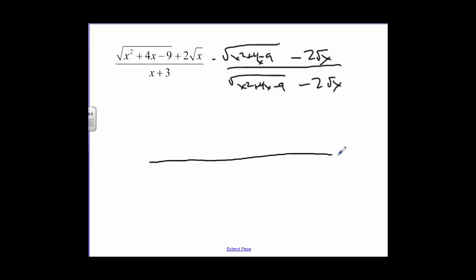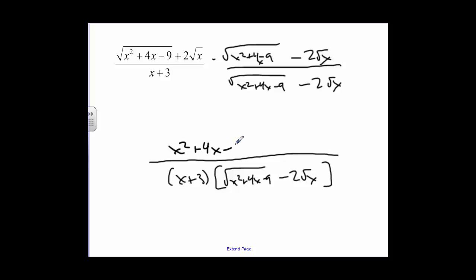On the bottom of this crazy thing, you're going to have x plus 3, and then we're going to have this very odd-looking binomial of x squared plus 4x minus 9 minus 2 root x. But on the top, you should end up with x squared plus 4x minus 9 when these two multiply by each other. And then when these guys multiply by each other, 2 times 2 will give you minus 4, and then root x times root x will give you 4x.